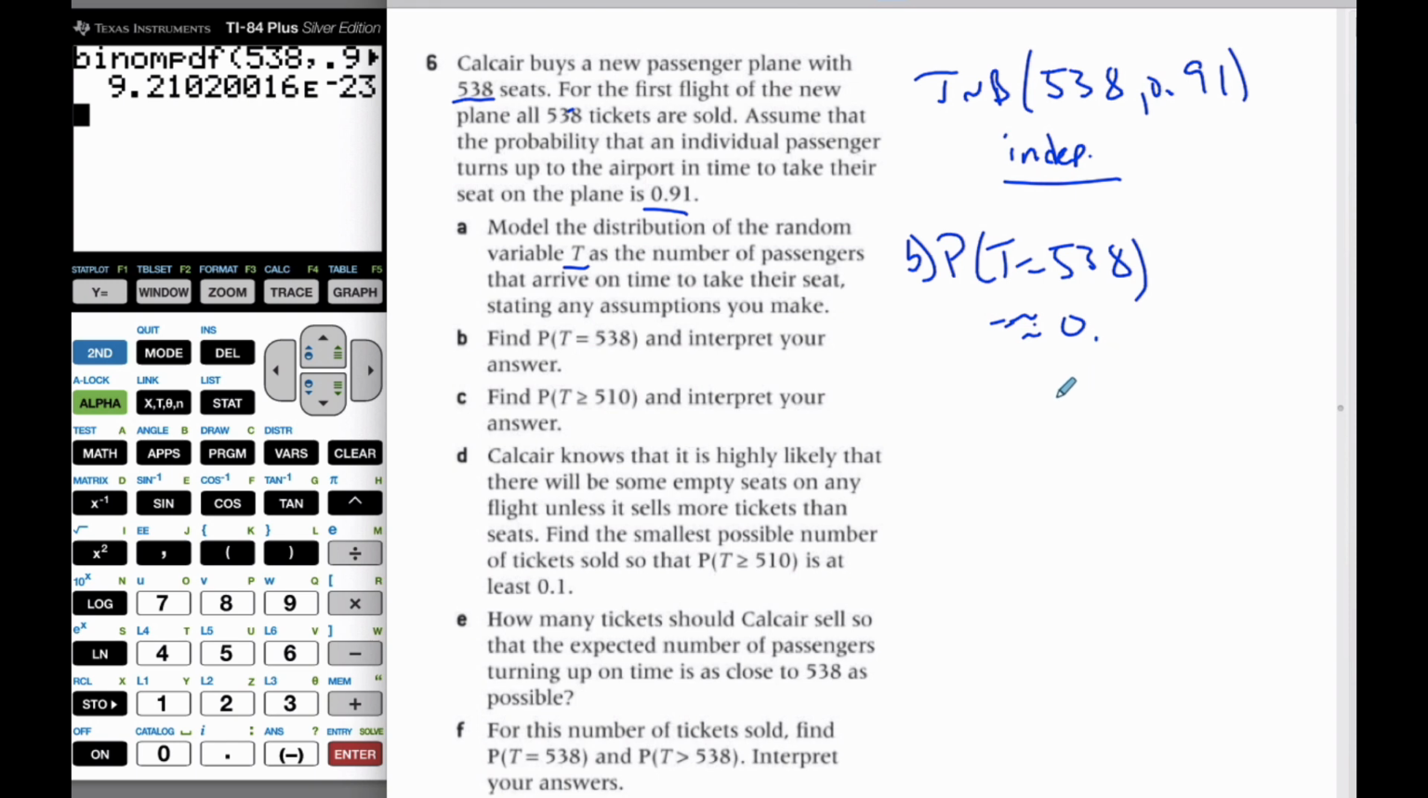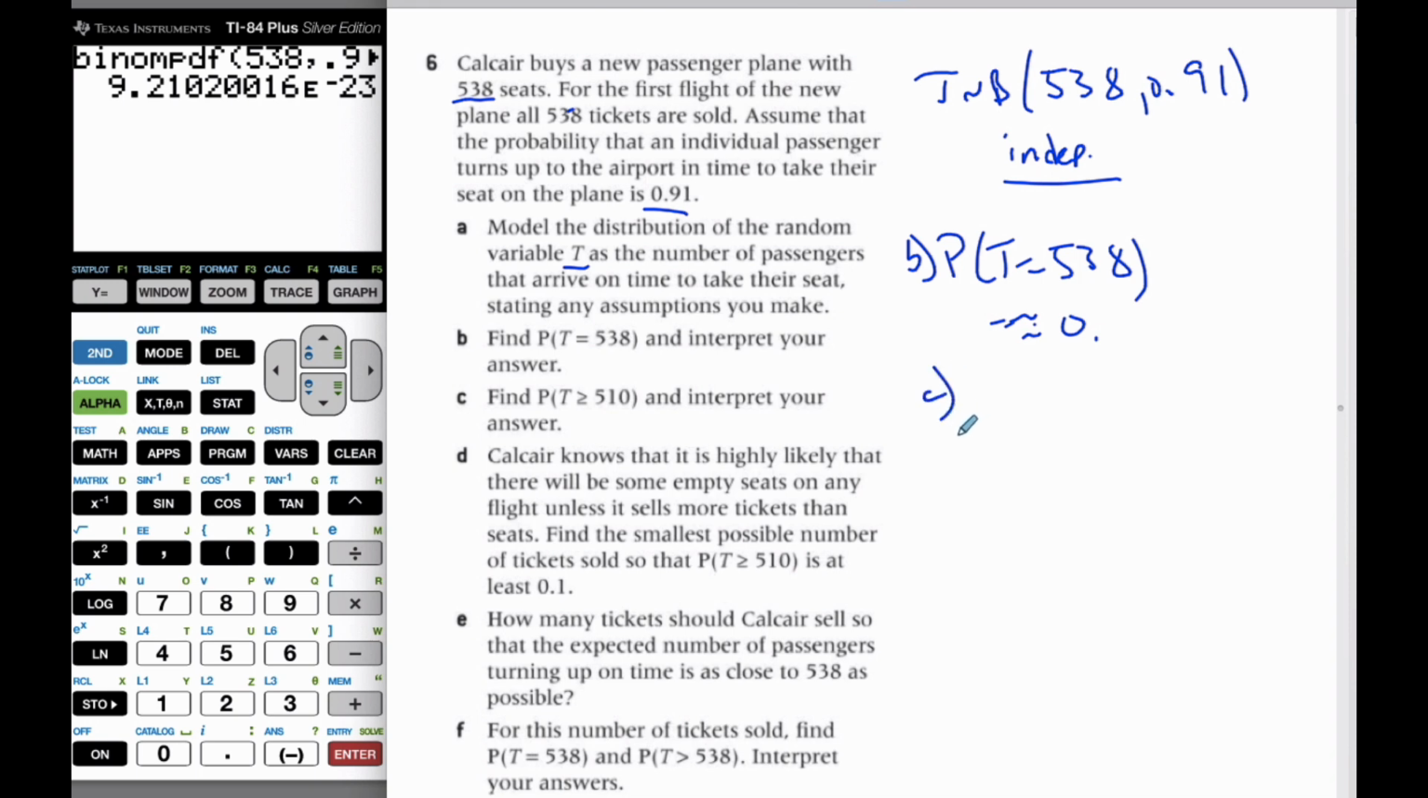And when I do that, I get approximately 0. Okay? And what this means is that the probability that exactly all the passengers will arrive on time is basically 0%. So the plane is not going to be filled, is what this means.